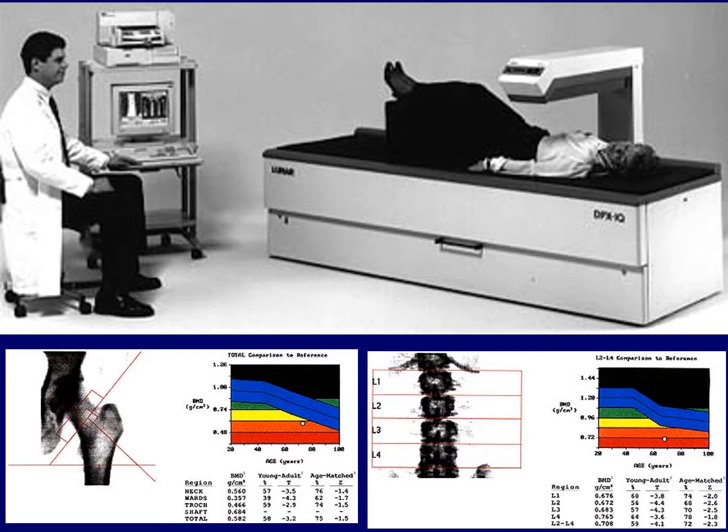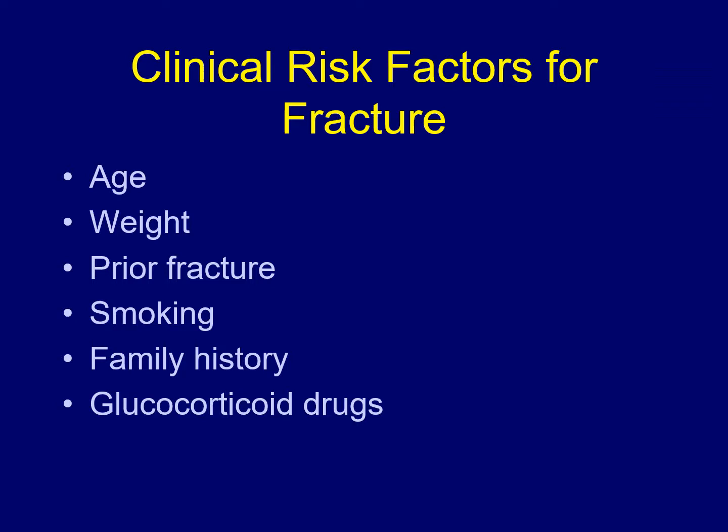So we look at the output that's produced from the machine. This is a scan of someone's hip, and here are the densities of the individual regions of the hip, and here those densities are shown in relation to a normal range. And here the lower spine and the same sorts of information that we talked about before.